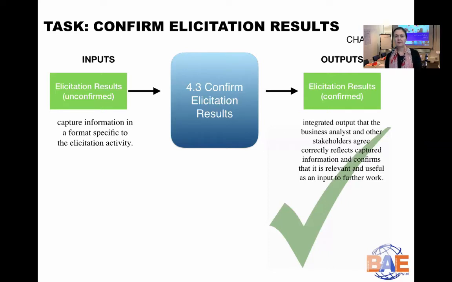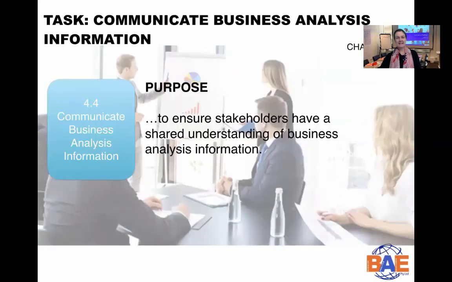And then the outputs, the idea is that you've now confirmed that all of the information that you captured during your elicitation activities is in fact correct and reflects the needs of the stakeholders that participated. So now your elicitation results change status from unconfirmed to confirmed. So I hope that makes a lot of sense to you. Okay, so now let's have a look at the next task.